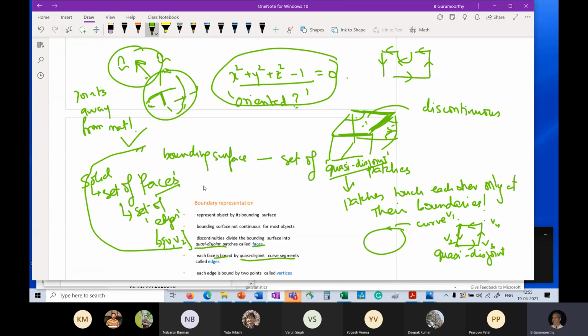So that constitutes a representation of my solid. We started with the notion that I can have an oriented bounding surface, which will be enough to represent the solid. But then we find that my objects will not have a single bounding surface, and therefore I get into this notion of faces, which are quasi-disjoint patches that form the bounding surface. I have edges, which are quasi-disjoint curve segments that form the bounding faces, and then each edge in turn is bound by two vertices.